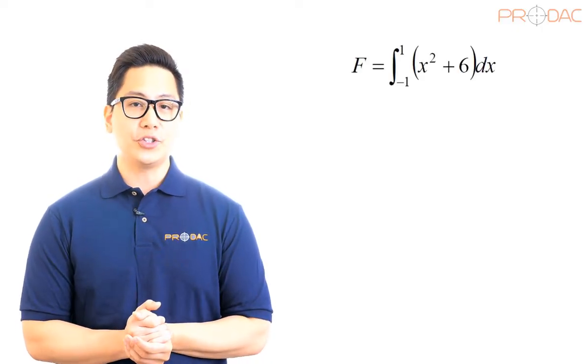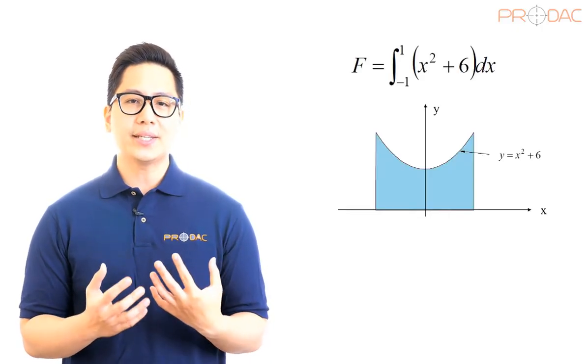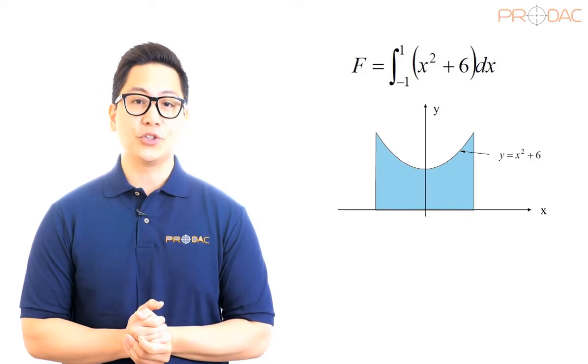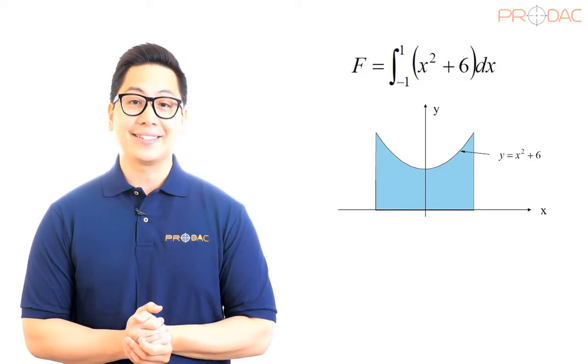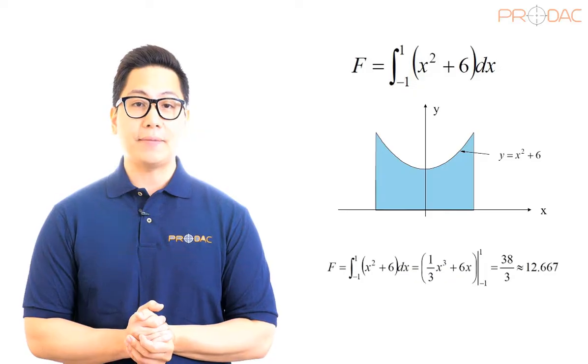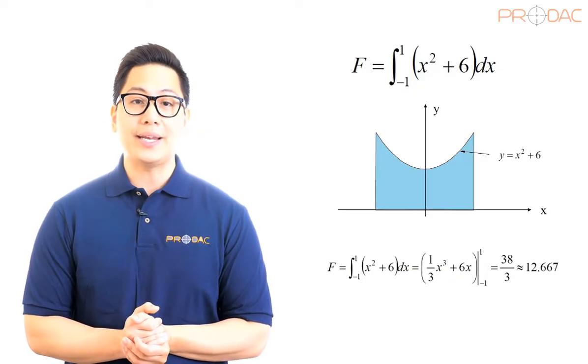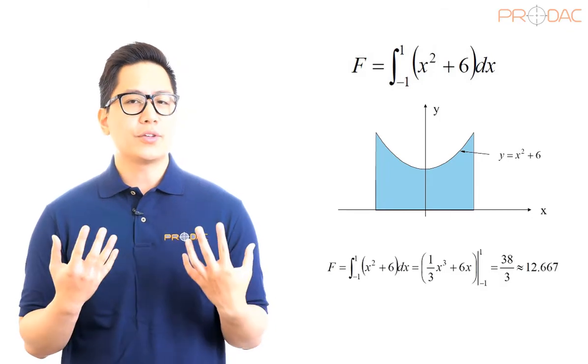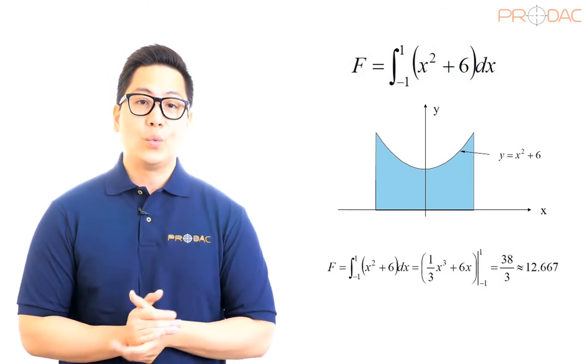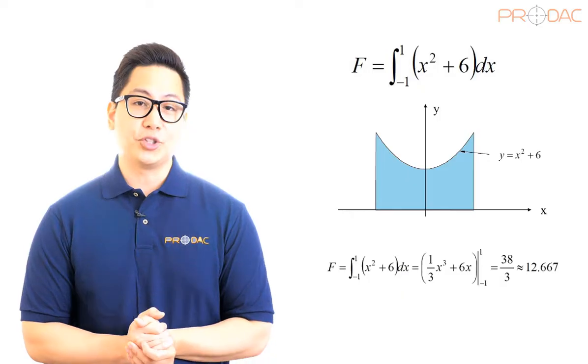Let us understand how FEA works. To do this, consider this integral equation. This equation basically represents the area under the curve as shown here in the picture. And the exact solution works out to be 38 by 3, which is nothing but 12.667 to 3 decimal places. If we try to solve this using a numerical method, we can do so by following the steps mentioned here.